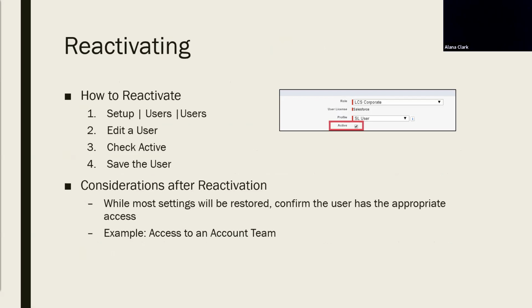So reactivating a deactivated user account, again, you edit the user record, simply check active and save. And then just something to consider afterwards is you may want to confirm that all of the settings that they previously had were fully restored. And if they weren't, obviously put them into place. One example is access to a team or access to an account team. If they had read-write access prior to being deactivated, when you reactivate, they will have only read-only access.